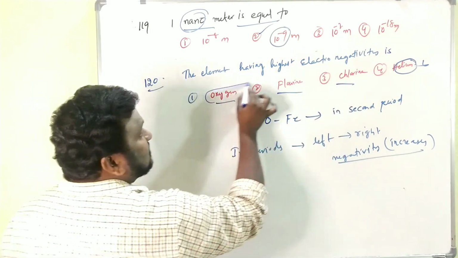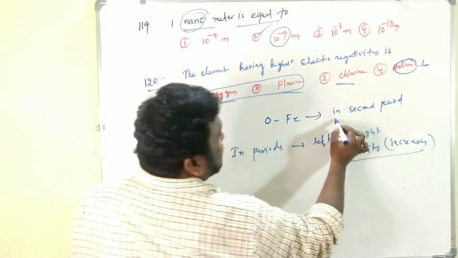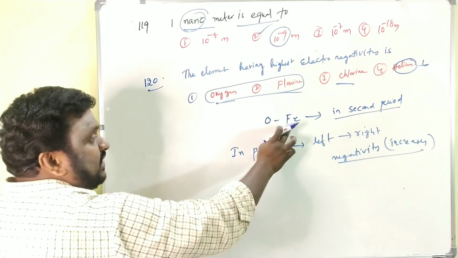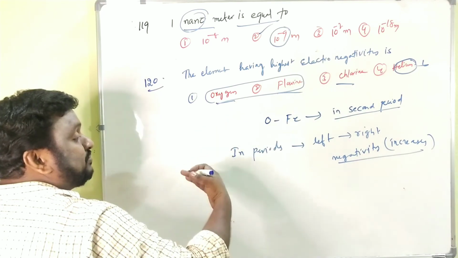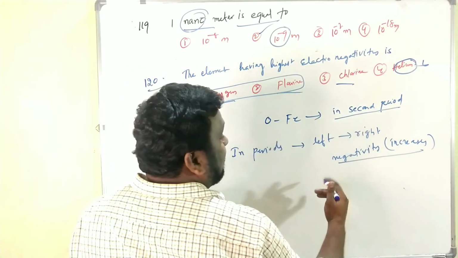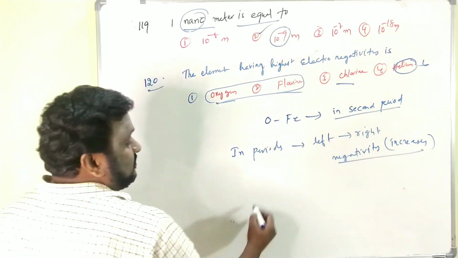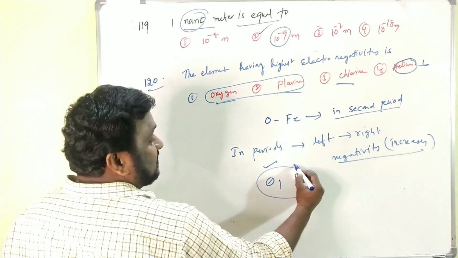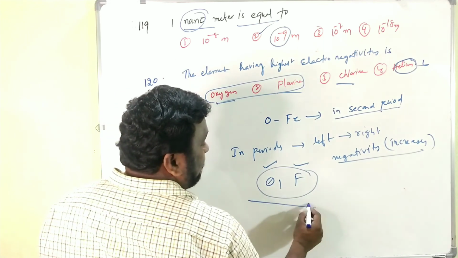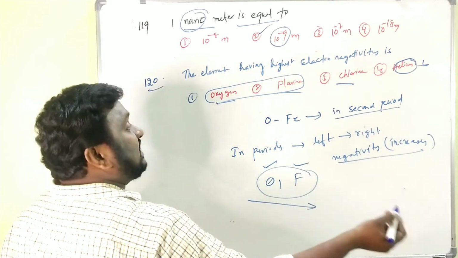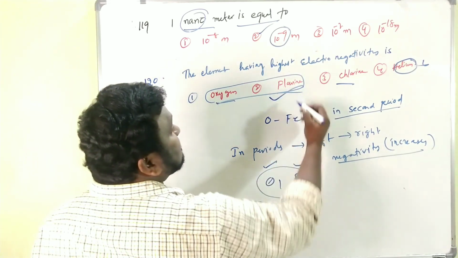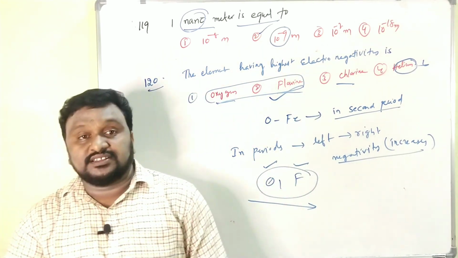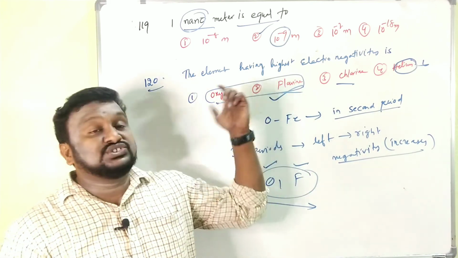Oxygen and fluorine are both in the same period, that is the second period, and in a period, as we go from left to right, electronegativity increases. First oxygen is there, next fluorine. While we are moving from left to right, electronegativity increases. That's why fluorine has the most electronegativity compared to oxygen. That's why the second option is the right one.